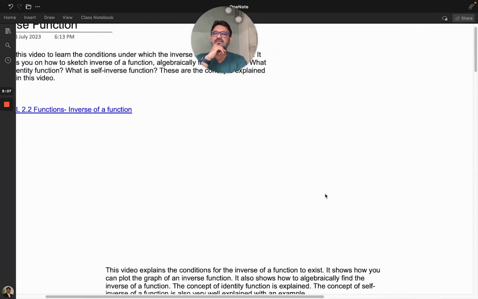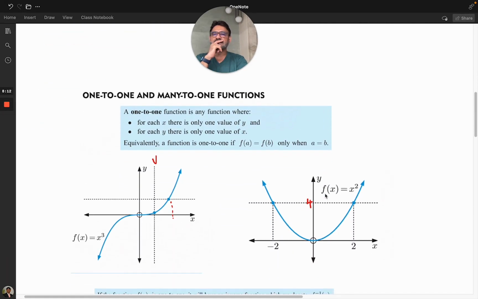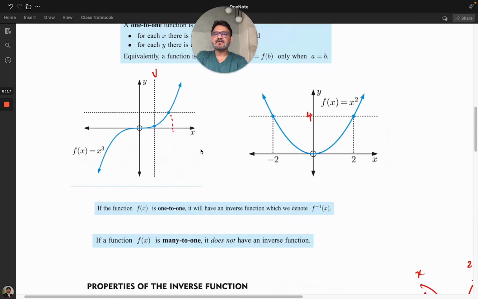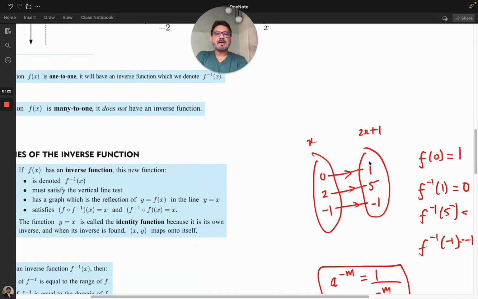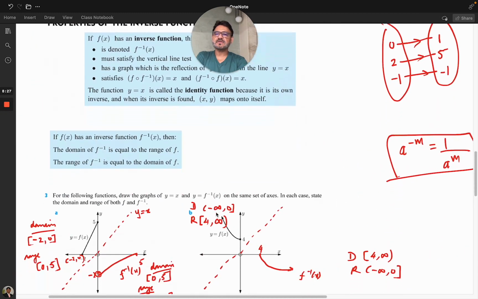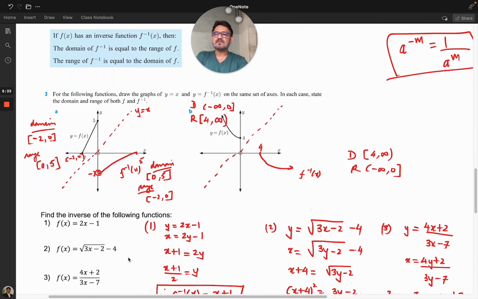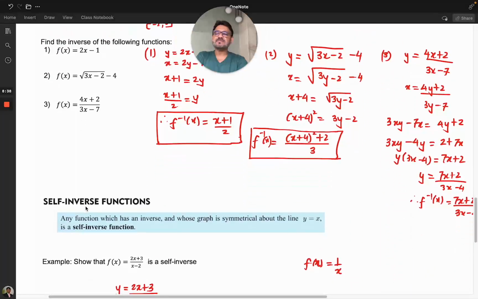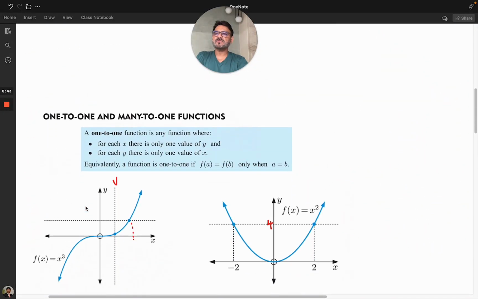So this is what we learned in this chapter, in this section. We learned what's a one-to-one function, a many-to-one function, how to use the horizontal line test to identify a one-to-one function, what are properties of an inverse function, from a mapping diagram how do you read the inverse, from a graph how do you read the inverse, I showed you Desmos, how do you sketch y is equal to x and sketch the inverse, how the domain and range swap, how to algebraically find the inverse, and what is the self-inverse. So a lot of concepts covered in this. So please go through this video several times.